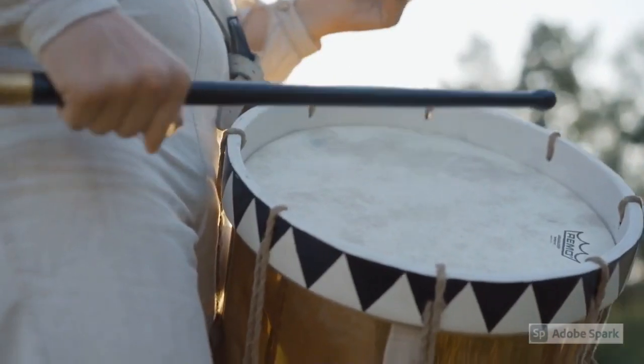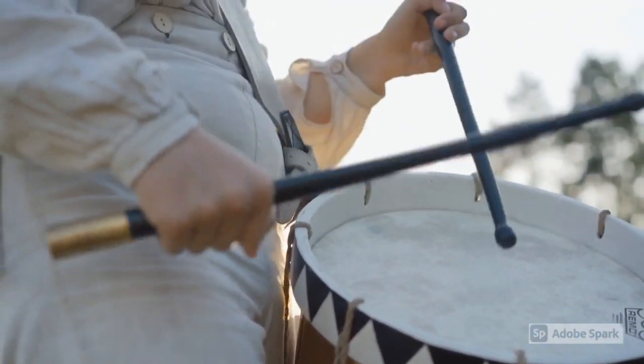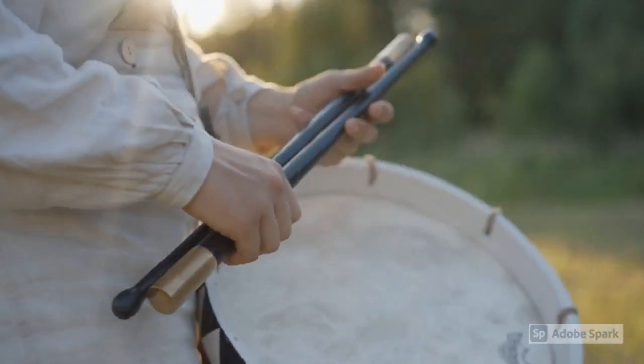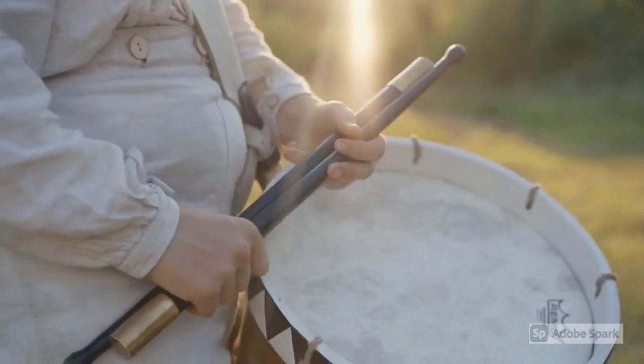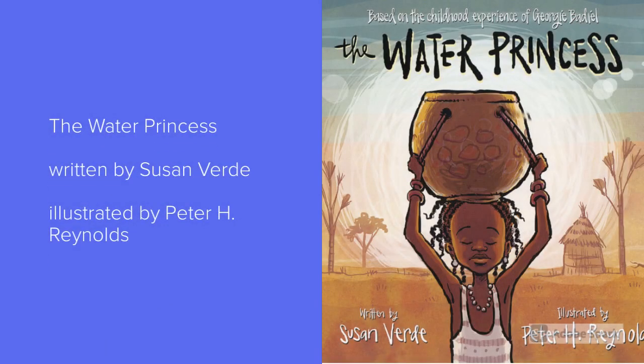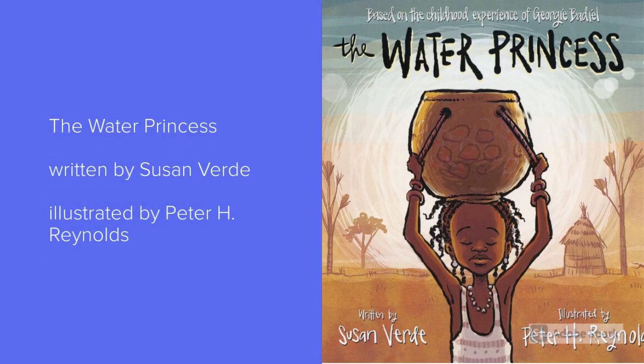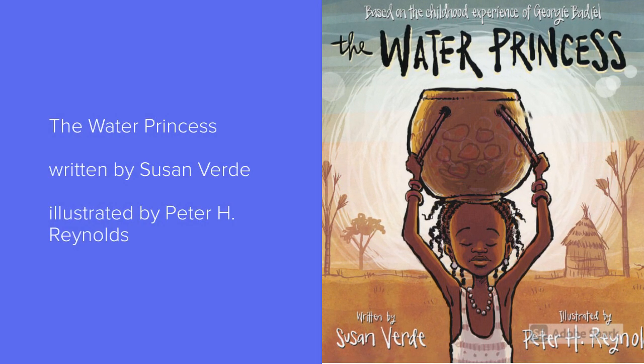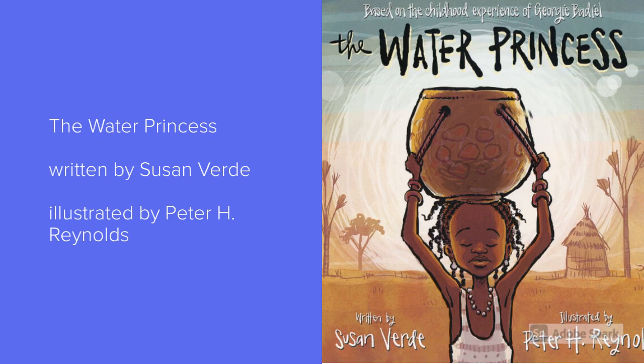Realistic text is usually a longer piece of text and is different from the others that we've covered so far. Realistic text can be the retelling of events that have happened in the past or a made-up story that could have happened. One of my favorite pieces of realistic text is The Water Princess, a story about an African princess who dreams about how she can bring more water to her village.